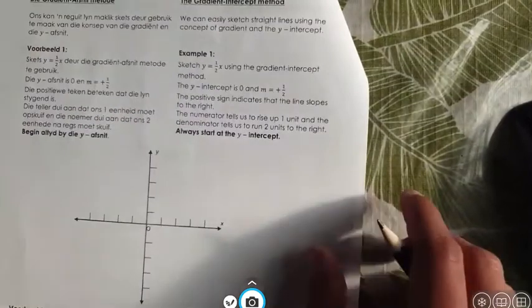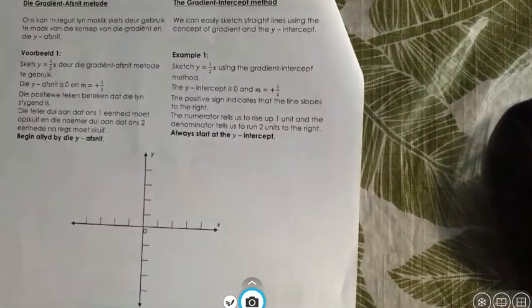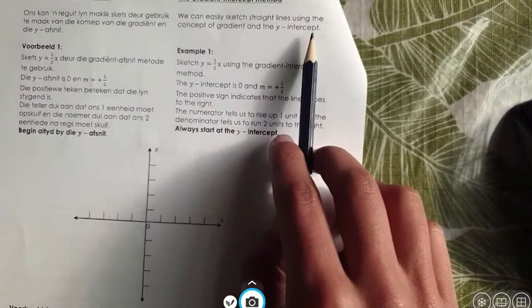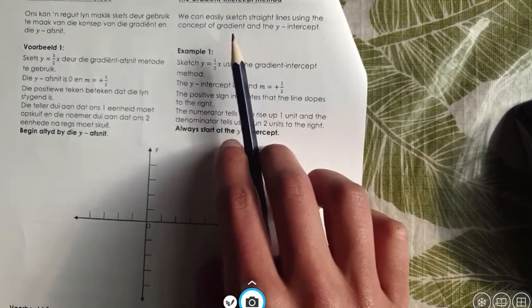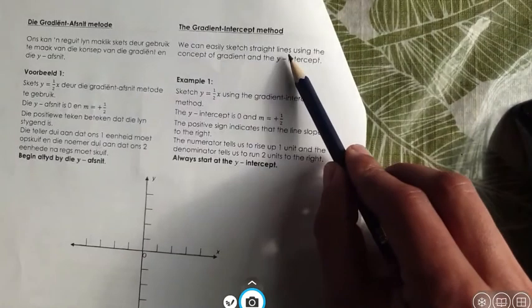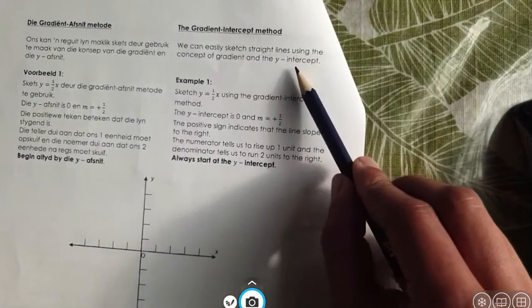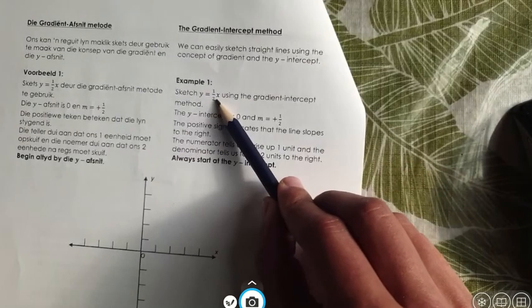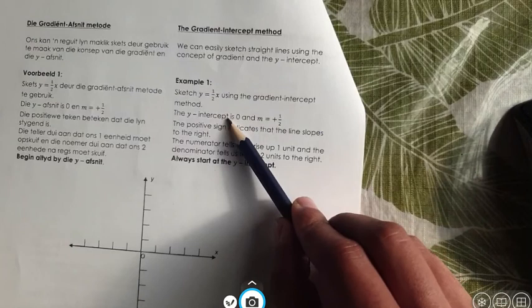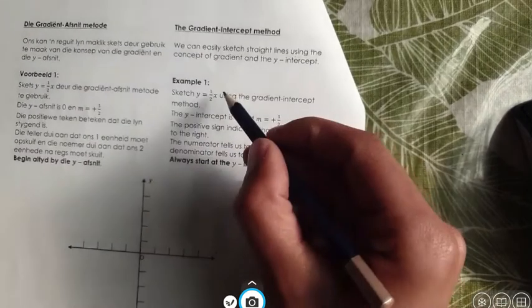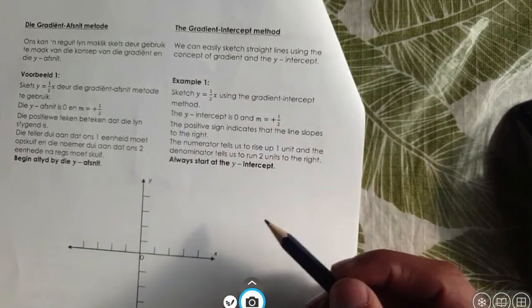I'm going on to the next page now, page number 12, and now this gives us the gradient intercept method. We can easily sketch straight lines using the concept of the gradient and the y-intercept. Example, y is equal to half of x using the gradient intercept sketch method. The y-intercept is 0. Now, why is the y-intercept 0? Because there are no other values additional to this.